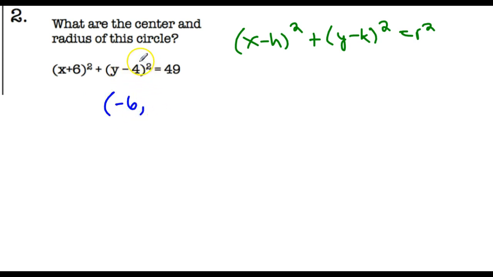Same thing here, we take the opposite of a -4. We must have put a positive 4 in for k right here. So we got y minus 4. And then you say, what did I put in for r to get 49? I didn't put in 49 because it gets squared. I must have put in the square root of 49, which is 7. So my radius is 7. And my center is -6, 4.